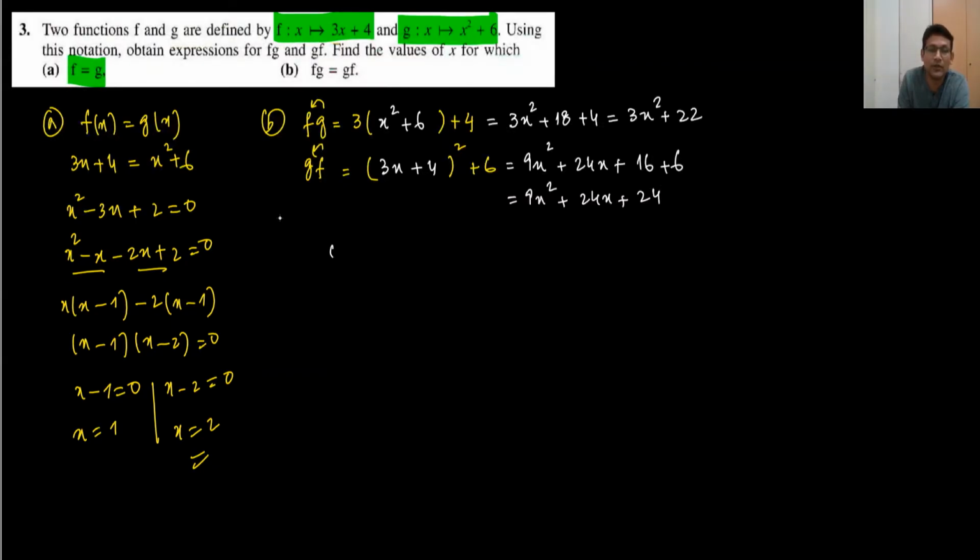So now what's the condition? The condition is both are equal. So by using the condition fg is equal to gf, I write 3x squared plus 22 is equal to 9x squared plus 24x plus 22. And you can simplify, and I think there is no problem to find the value of x now.